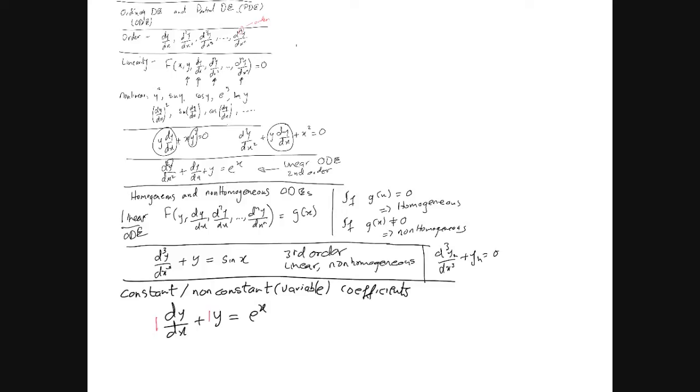Now, I could change this into another example. If I just alter this, 2 dy/dx plus 3y equals e^x, these are still constants. So this is a first order linear ordinary differential equation. It's non-homogeneous, and it's got constant coefficients. Here's another example where I could have, for instance, dy/dx plus x squared y equals sine x. Now here you will notice that there is a non-constant or variable coefficient.